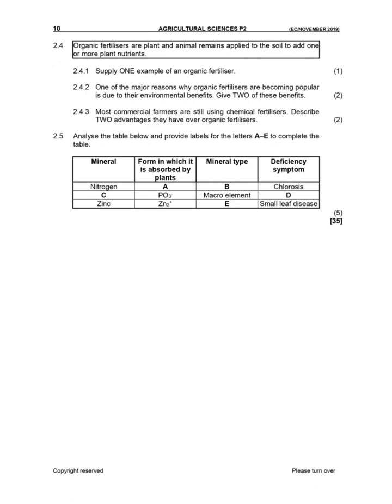Right. Analyze the table below and provide labels for letters A up to E to complete the table. So you've been given minerals there. We've been given forms in which these minerals are absorbed by plants. Then you have been given a mineral type. You have been given a deficiency symptom, right? So again, refer to one of the latest videos on grade 11 that I have done. If not, refer to your notes and you will find the answers and you will get a good 5 marks, right?